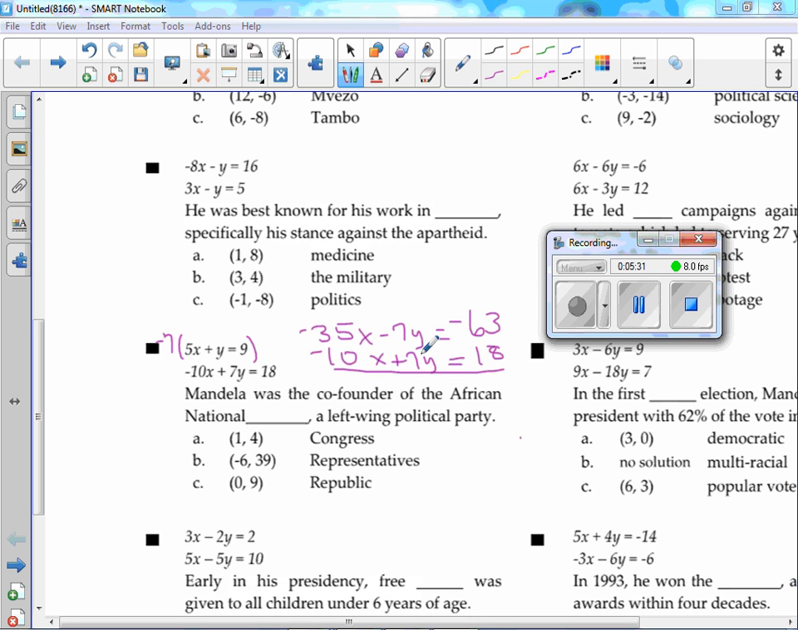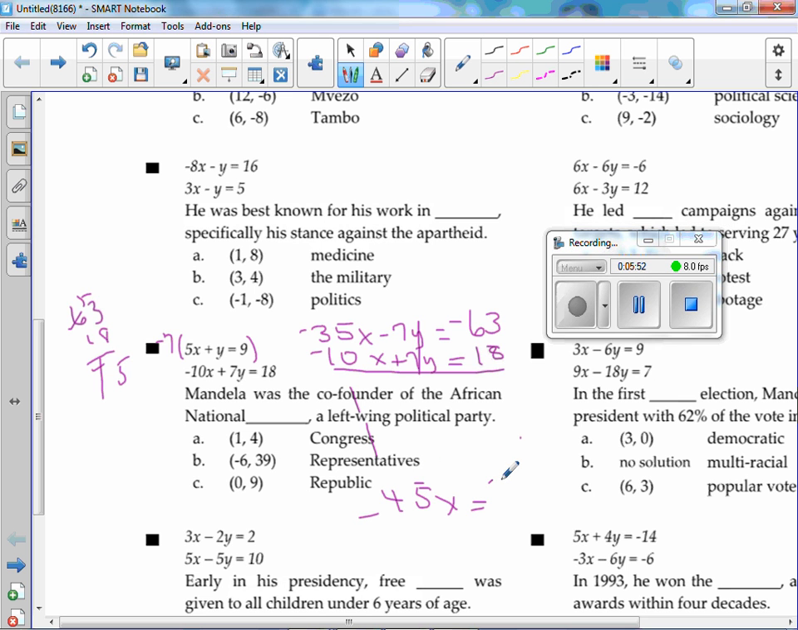So if you notice here, I went ahead and rewrote it. So now we can cancel it. Add the 35 and the 10. I'm going to put it down here. That's 45. It's a negative 45x equals, we're going to subtract 63 from, so 6 from 13 is going to be a negative 45.